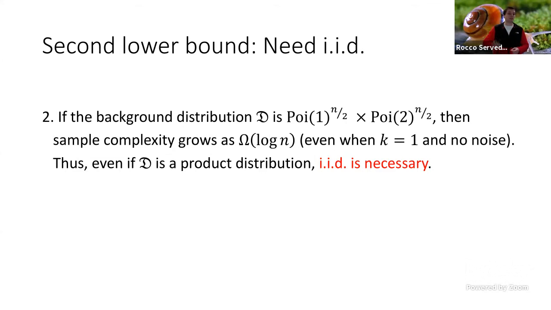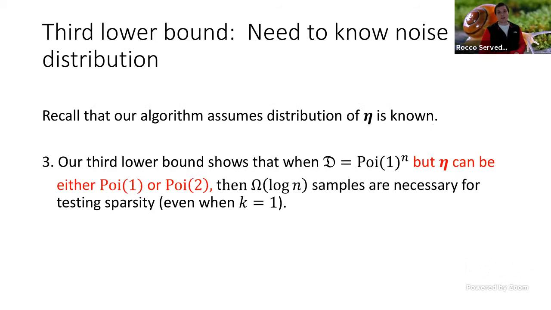You'll need to have sample complexity, which is as bad as in the recovery case. It's going to have to grow like log n. So this IID assumption for the product distributions is really necessary. And the third assumption is that you really do need to, as we stipulated, know the noise distribution.